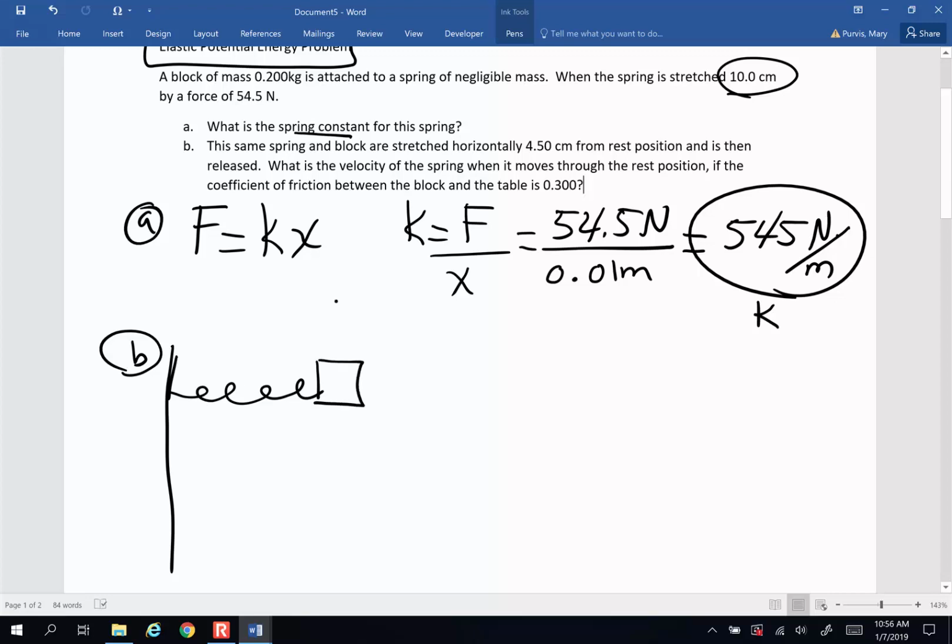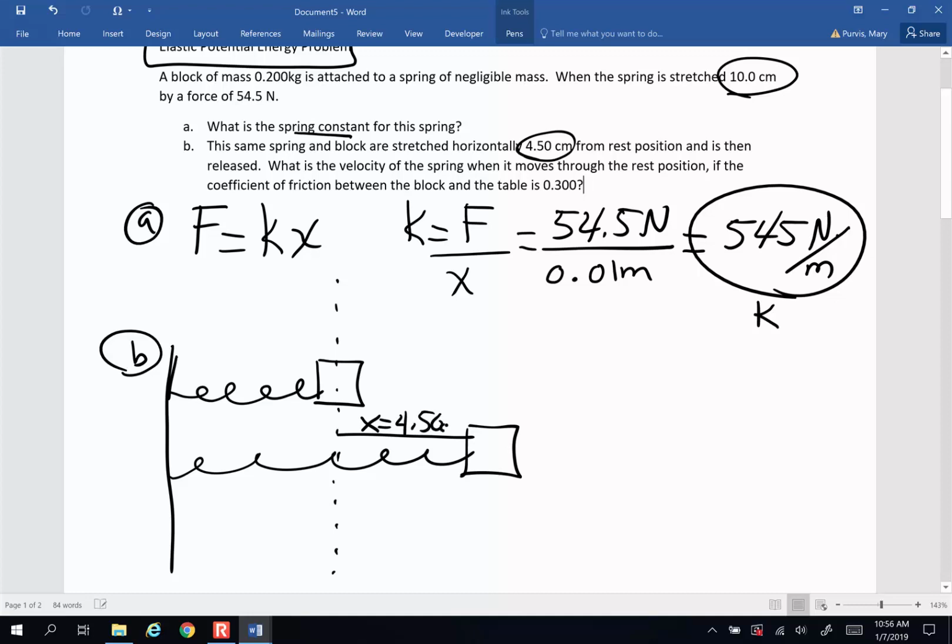Now, this is the rest position. This is the position of the block when it is under no excessive tension. The block and the spring are then stretched, so it moves away from rest position 4.5 centimeters. So this is my x, 4.50 centimeters. And then the block is released. So it's pulled back and then it's released.